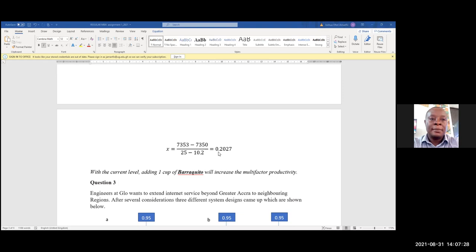So even though you are getting 0.2, in mathematics, we say it's approximately zero, but we can't say that in this case. Because the scenario as it is, we cannot say, let's ignore it. If we have zero, then it means we don't have to add barquito to increase the multi-factor productivity. But since we had a certain value, we round it up to the nearest whole number, and that would be one. We have to sell only one cup of barquito to increase the multi-factor productivity. Do you understand?